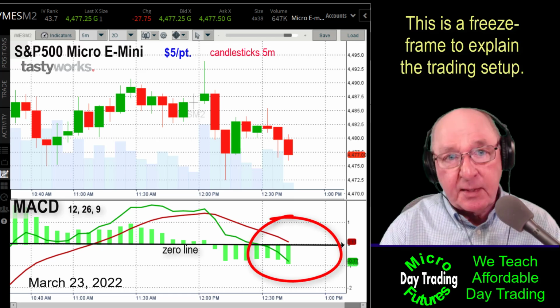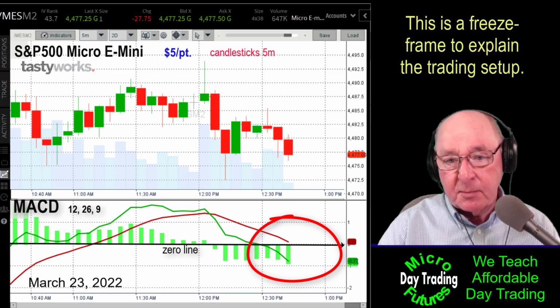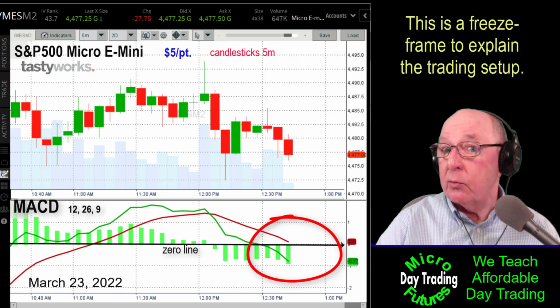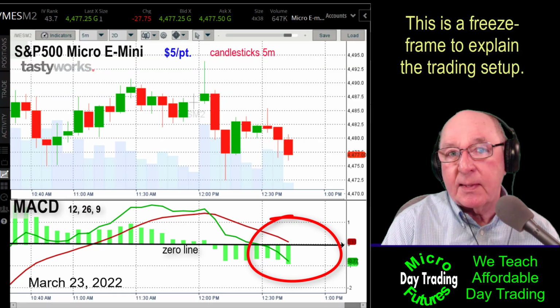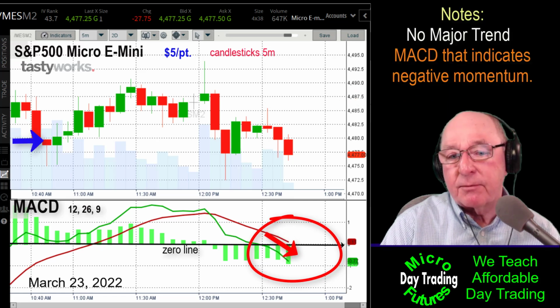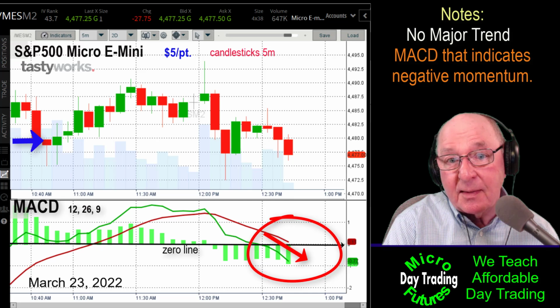The trade signal indicator is the MACD with the standard default settings in the bottom pane there. You see in the red circle, the green line and red line are both about to cross below that zero line, and the two lines are diverging. They're getting further apart from each other, and that means the downward momentum has increased. And it's very likely to continue here.